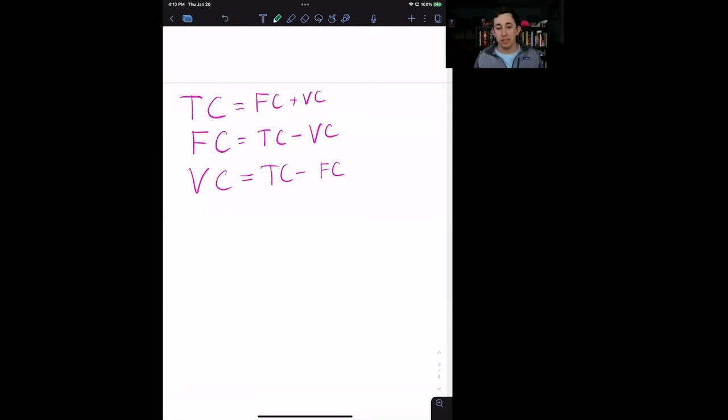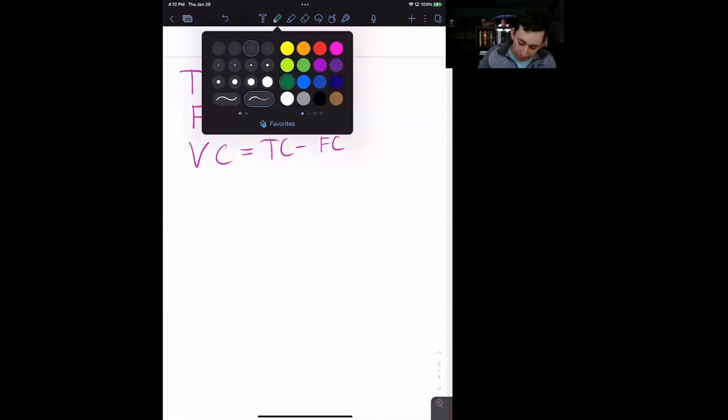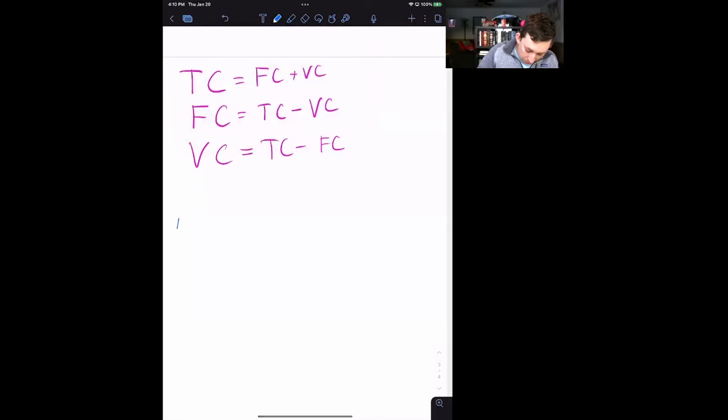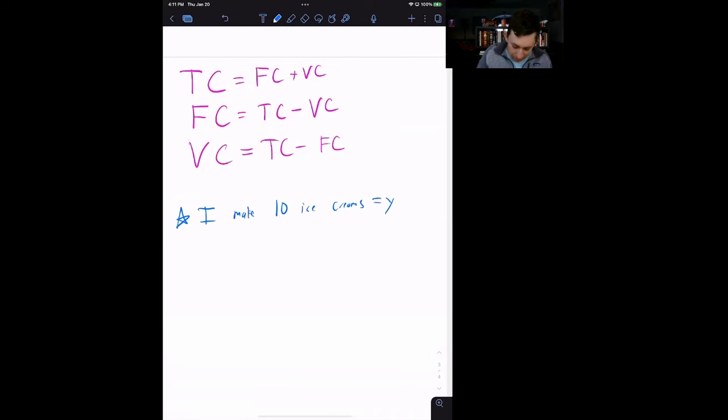We care about averages. So when I say average, I mean I want to know on average how much it costs me to make each ice cream. So for a numerical example, let's just suppose that I make 10 ice creams. It's my output, that's my y. Just put that over here, equal to y. And we still have C of y is equal to y squared plus 5.